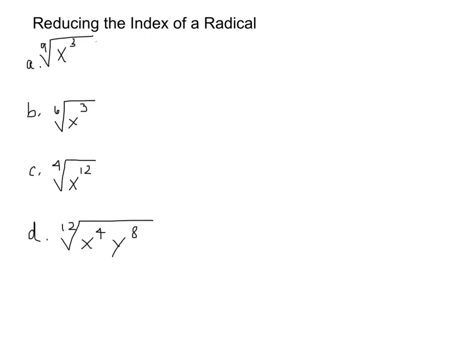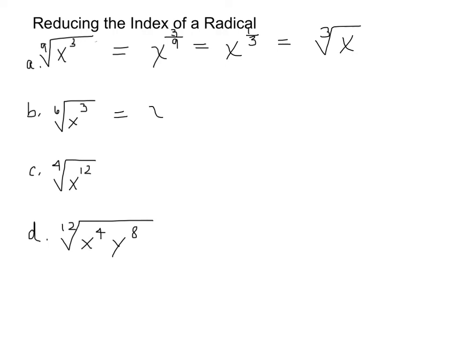Okay, our last concept is reducing the index of a radical. So it's kind of like we're going to now write it as a fraction exponent. So x is the base, 3 is the power, and 9 is the root. So to reduce that, you would get x to the 1/3. And if it didn't come out evenly, you write it back as a radical. X is the base, 3 is the root, and we're raising it to the first power. Okay?